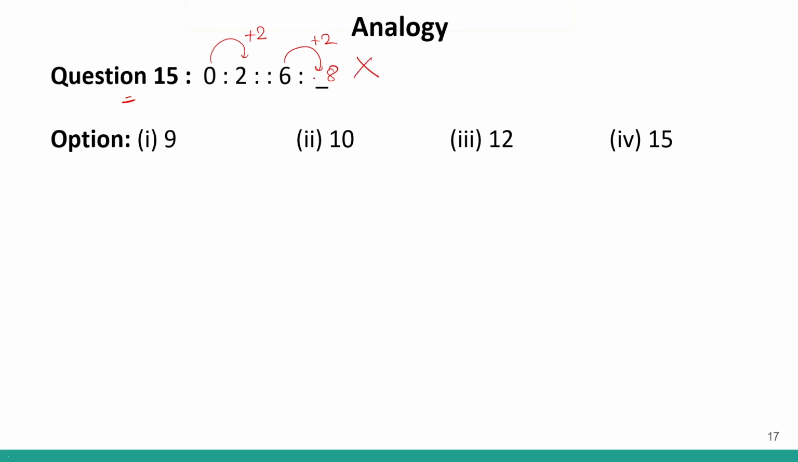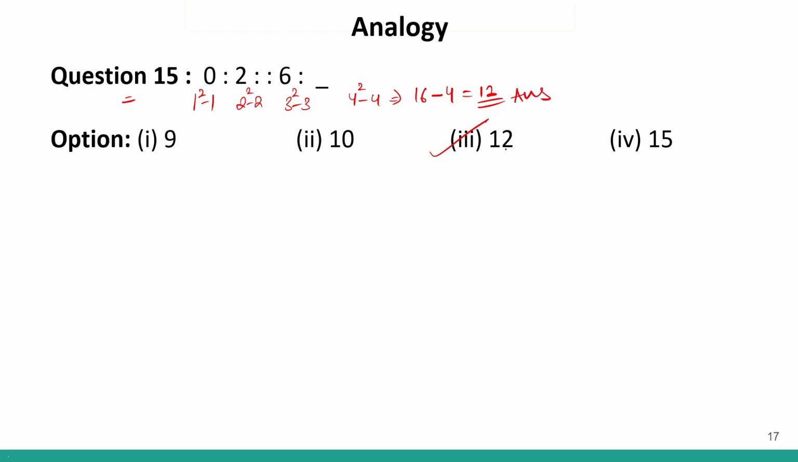So now let us put another logic to use. Okay. So 0 can be written as 1 square minus 1. 2 can be written as 2 square minus 2. 6 can be written as 3 square minus 3 because it is 9 minus 3. This is 4 minus 2. Correct? So similarly, I will get 4 square minus 4. 4 square is 16. If I subtract 4, I will get 12. So 12 will be my answer, which is given in option number 3. So option number 3 will be the correct answer to this question.